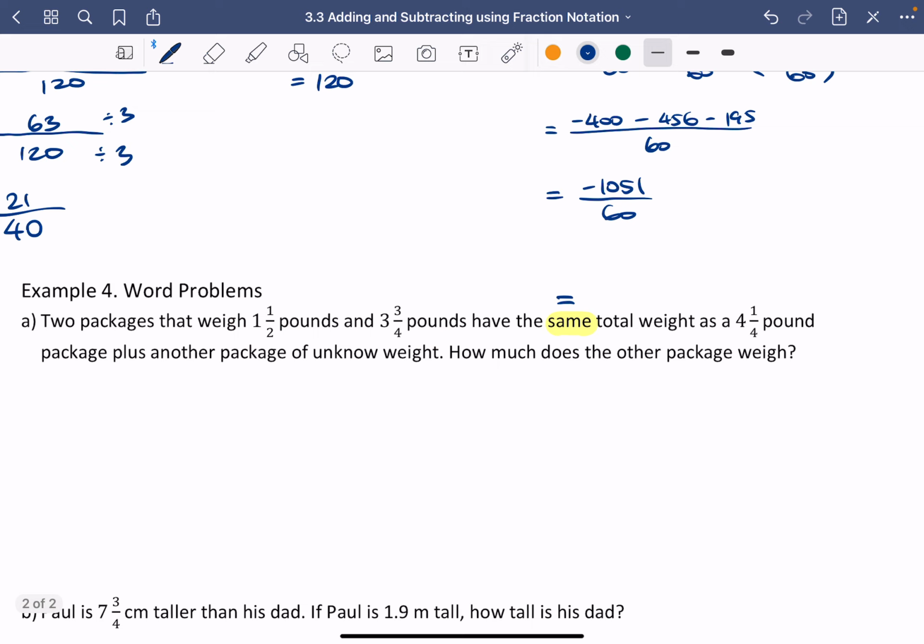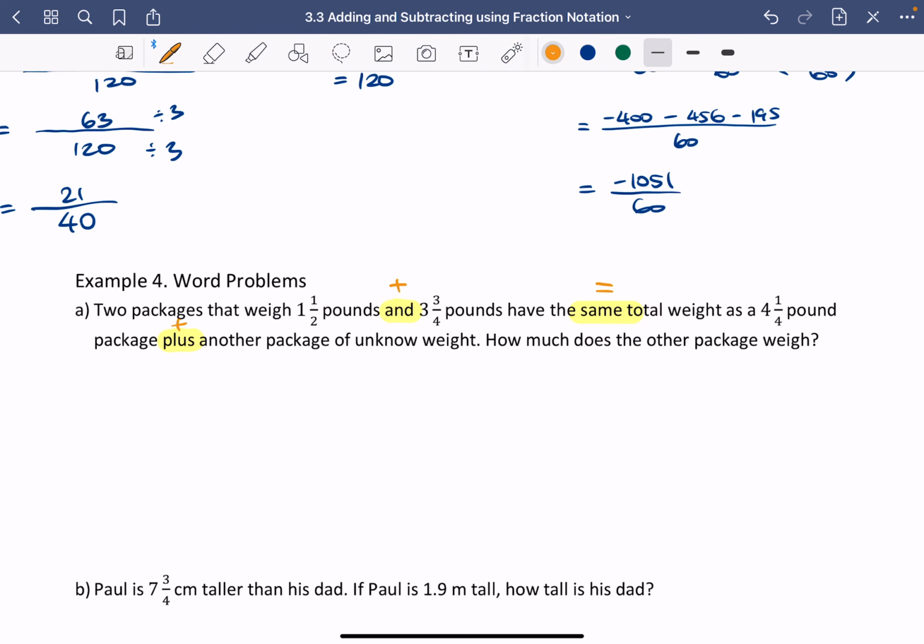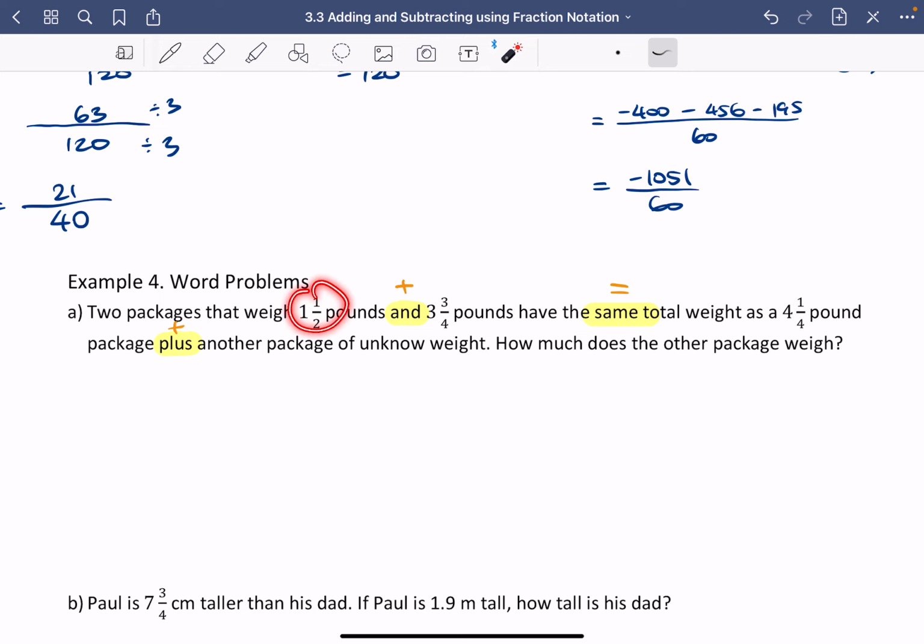So let me just, and then here you also have a plus, so what it means is the two numbers together, the first number plus the second number, will equal the same total weight. Same means equal. Will equal to 4.25 pound package plus, I know, just means plus another package of unknown weight. So basically, this one plus this one is equal to this one plus something you don't know.